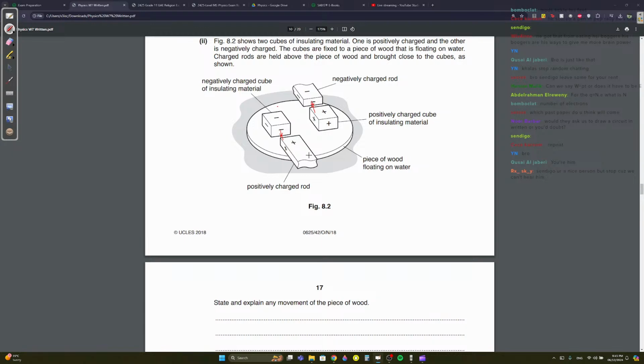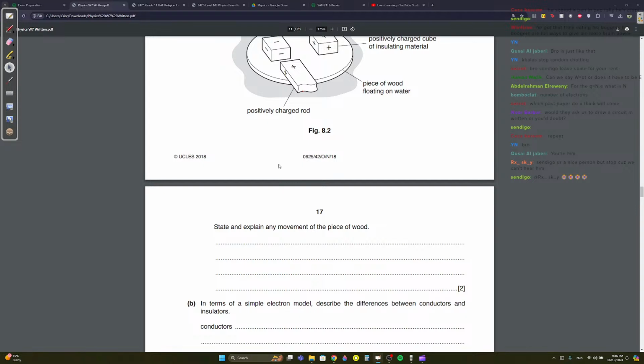And doesn't that cause a moment? That causes a moment, right? Because this force will go like this, this force will go like this, and what's this gonna cause? It's gonna cause the spinning of the circle. So honestly, I think he might get this one.